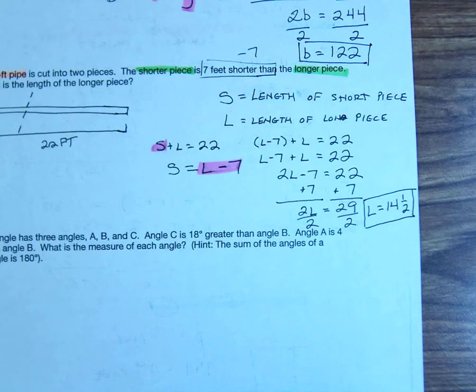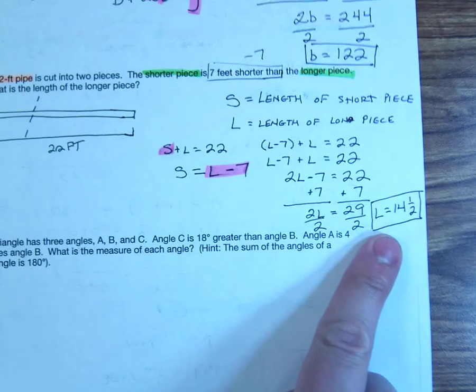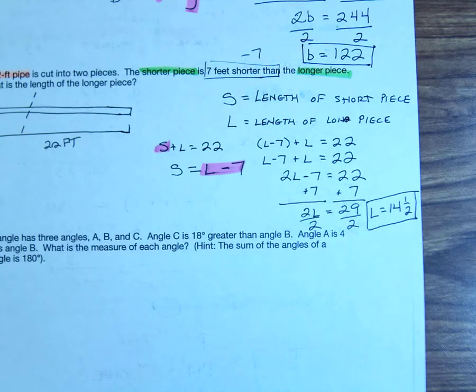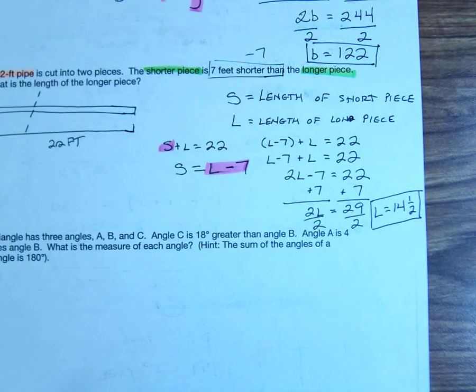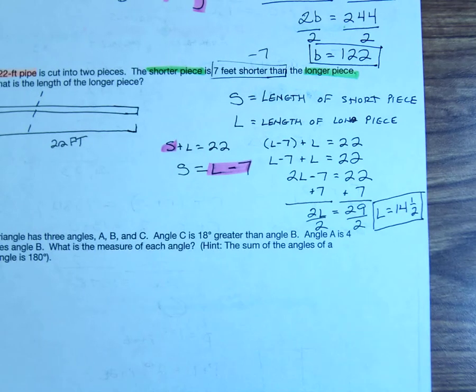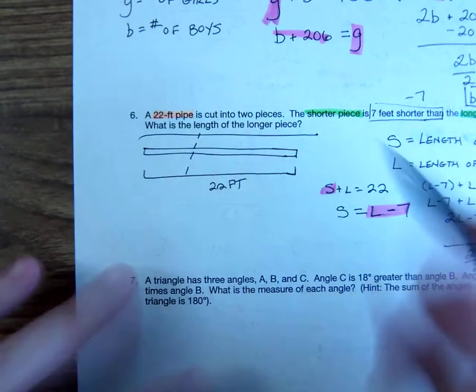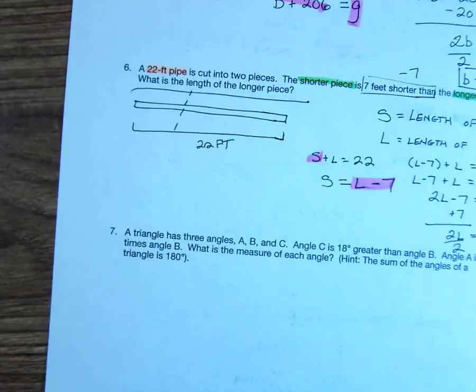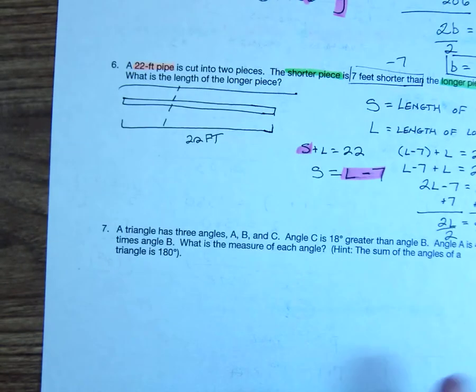But if the long piece is 14.5, the short piece would be 7.5, 7 less than that. And 14.5 plus 7.5 is 22. Now L was the long piece. What did the problem actually ask for? The length of the longer piece. It asks for L, the length of the longer piece. So I already got it. So pay attention when you're doing these. Make sure you answer the question that's being asked. Don't do more work than you need to.